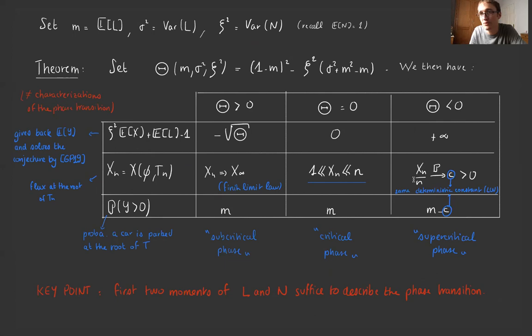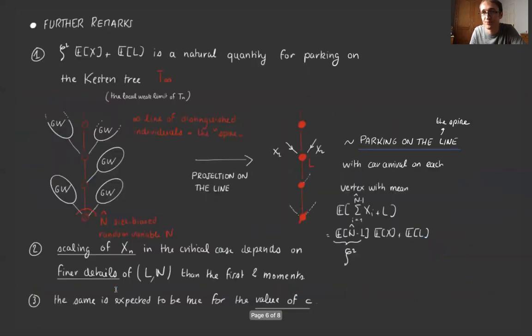So it is a linear divergence towards a deterministic constant, and this deterministic constant c also appears in the third line of the table, where we compute the probability that a car is parked at the root of T. This is m, the expectation of L, in both the subcritical and critical phase, and m minus c, for the same constant c, in the supercritical setting. The key observation is that the first two moments of L and n are indeed sufficient to describe that phase transition.